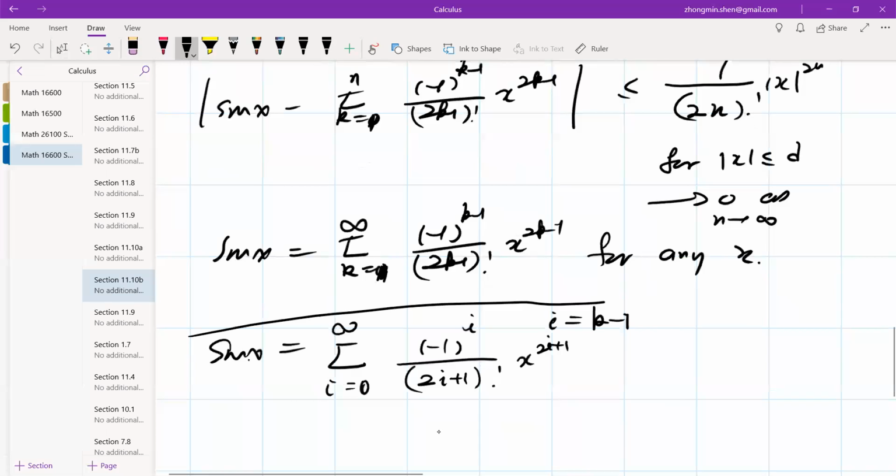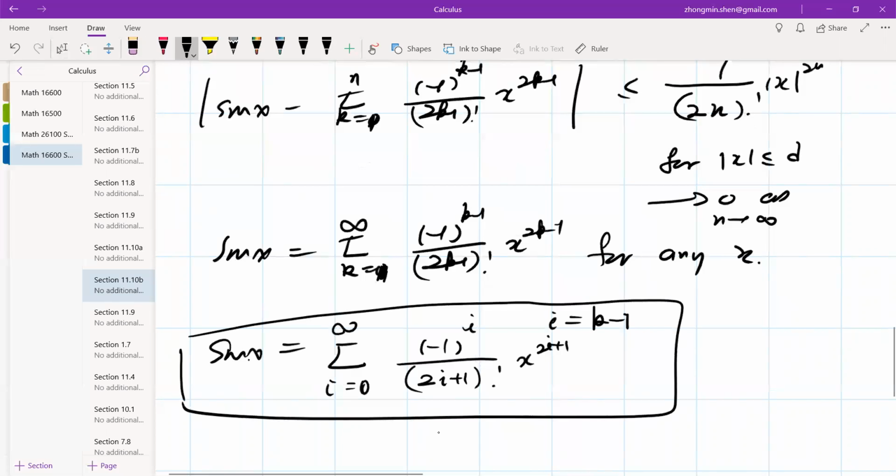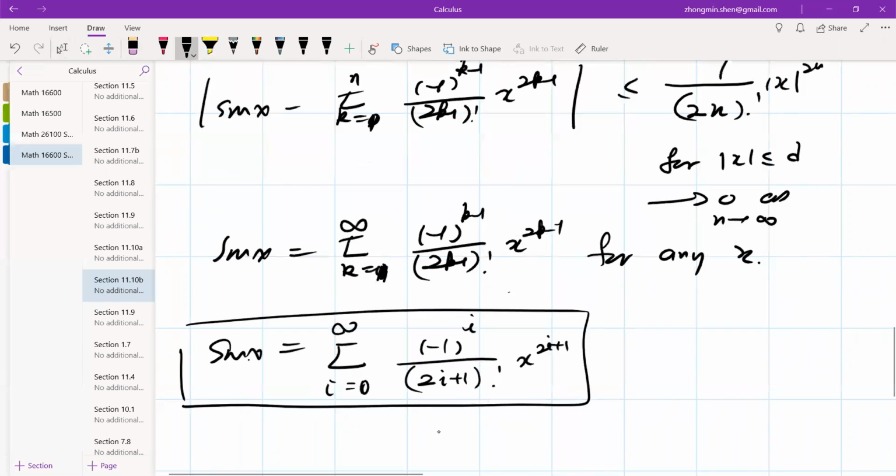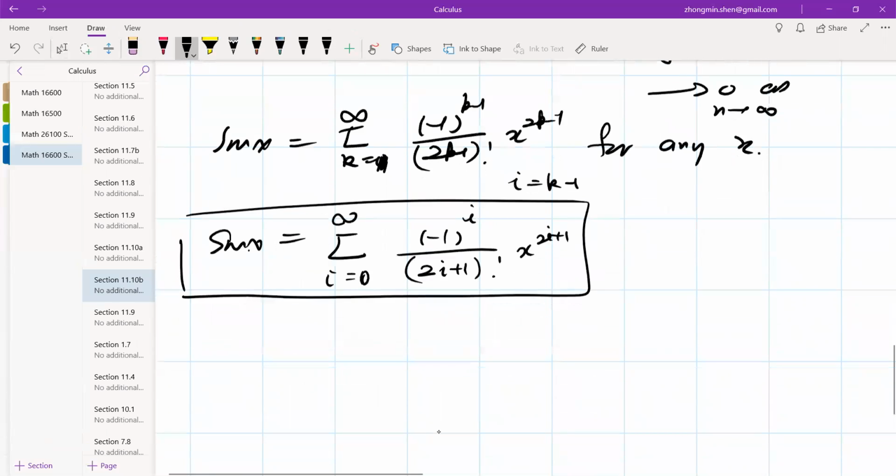We do get the formula. And here i equals k minus 1. Okay. It's very similar to the exponential function. It's similar to the e to the x. Okay.